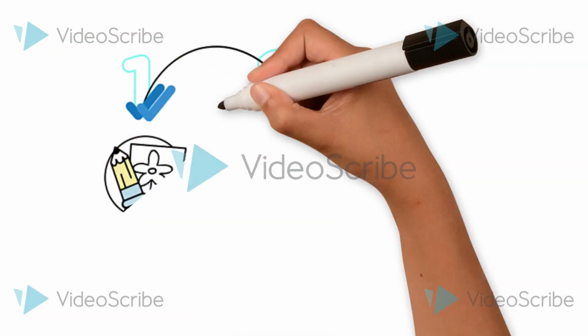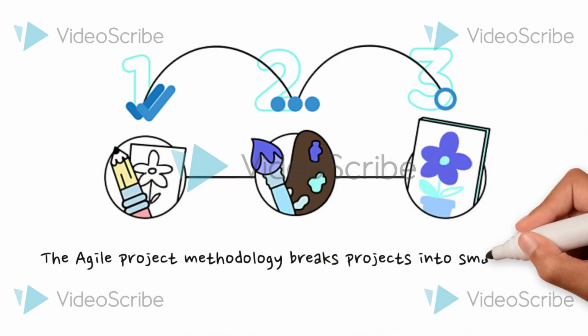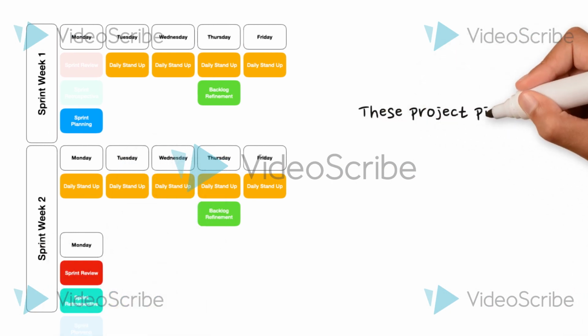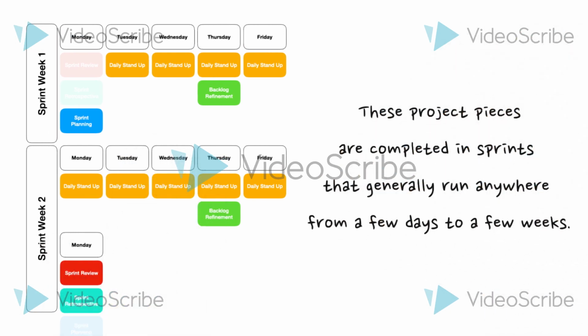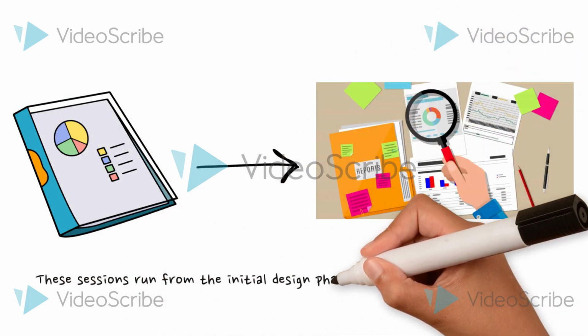So, how to develop Agile methodology? The Agile project methodology breaks projects into small pieces. These project pieces are completed in sprints that generally run anywhere from a few days to a few weeks. These sprints run from the initial design phase to testing and quality assurance, QA.